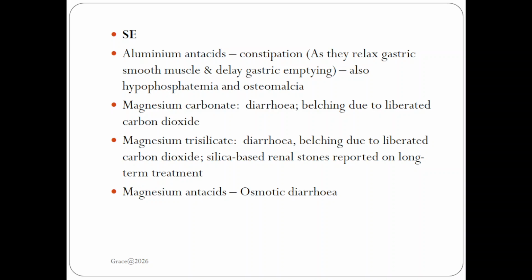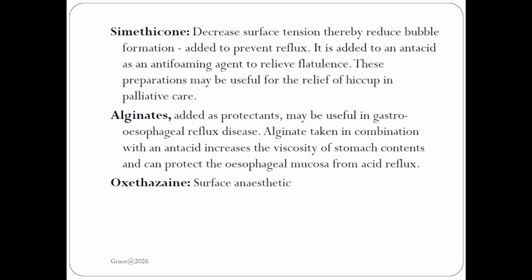About magnesium trisilicate, we see that it also has a side effect of diarrhea. The person may also have belching. With magnesium antacids, we have osmotic diarrhea as another one. So we have simethicone as another one, as we had already mentioned. It decreases the surface tension, thereby reducing bubble formation. And we see that as a result, it is used to prevent the reflux.